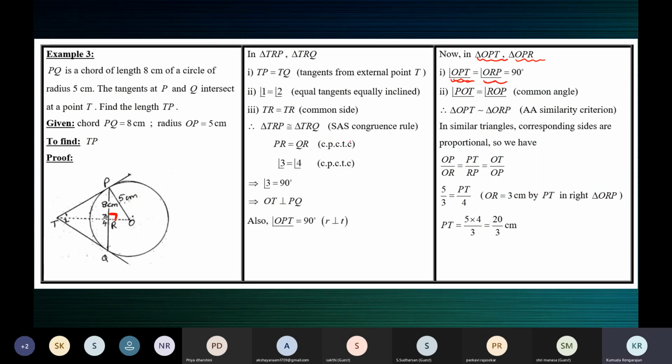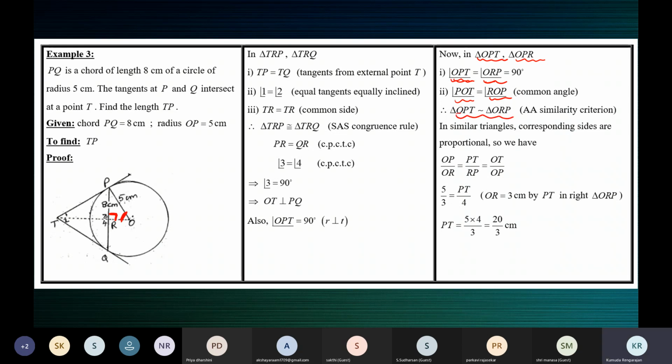So 90 degrees, both are right triangles. And then this is the common angle. In both the triangles, you have this one. In the small triangle also, you have this angle. In the big triangle also, you have the same angle. So this is the common angle. For the big triangle, it is POT. For the small triangle, it is ROP. But both are the same angles. So the two triangles are similar.